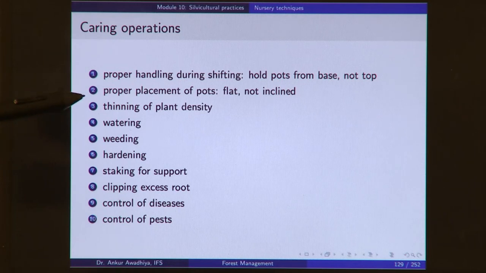Next caring is thinning of the plant density. If you are growing plants that are very close together, then one, there will be a dearth of resources, they will be outcompeting each other, and two, there will be a phenomenon that is known as whipping. Now, what is whipping? If you have plants that are very close to each other, then because each of these plants wants to have access to light, it will try to grow up as soon as possible. So, you will have these plants that grow very tall.